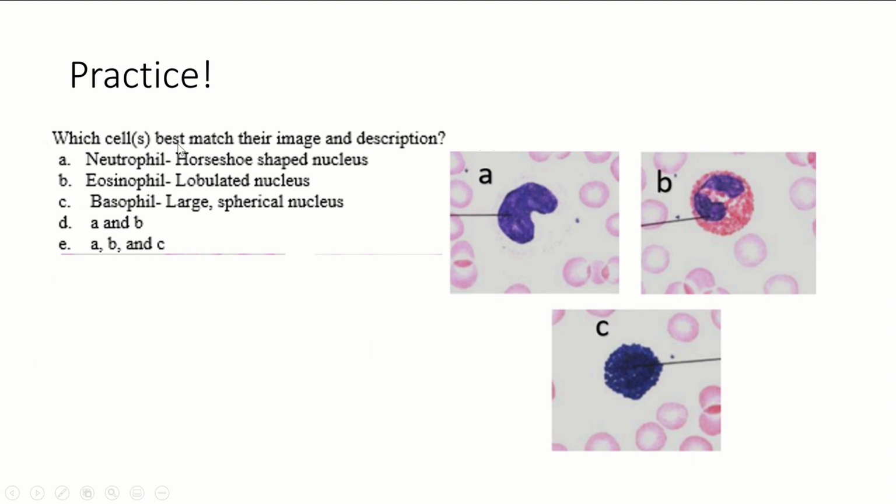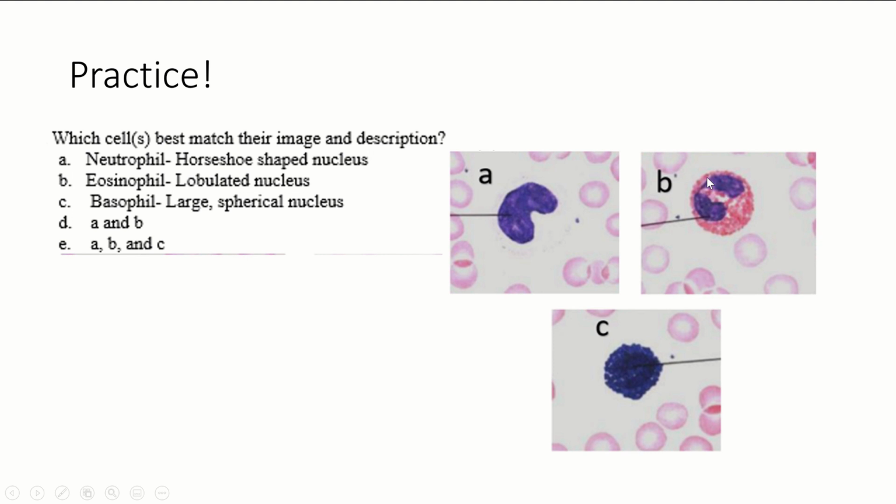Okay, here, which cells best match their image and description? So A, neutrophil, a horseshoe-shaped nucleus. So this is a cell with a horseshoe-shaped nucleus, right? It's got that little indentation in it on one side. That's kind of this soft U shape, but that is not how we would describe a neutrophil, right? That's how we would describe a monocyte. So that one is wrong. Those do not match.